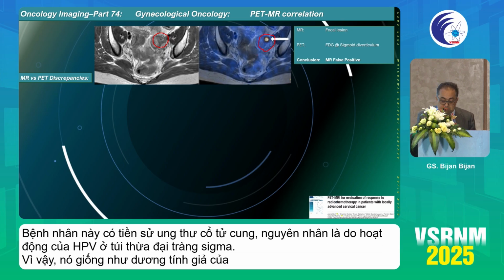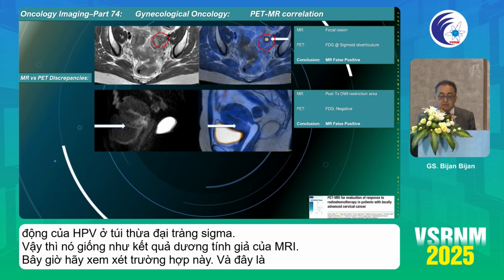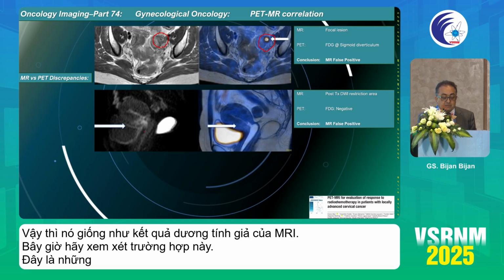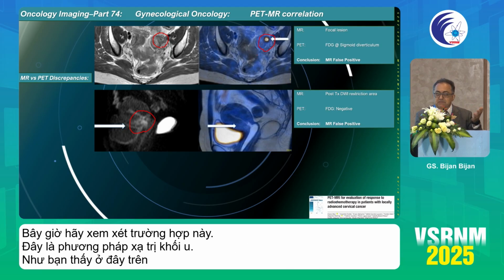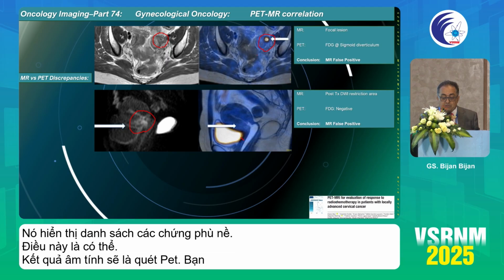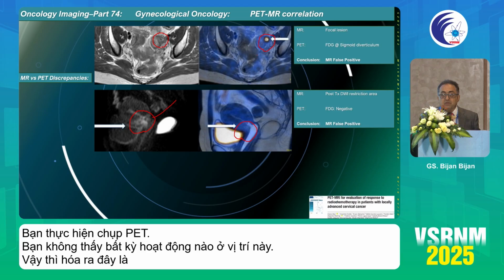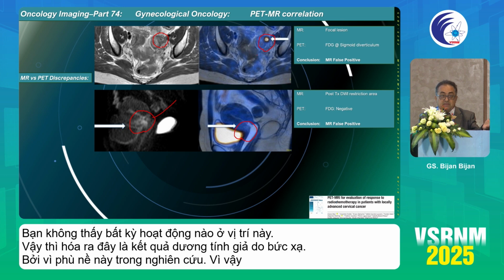Now, take a look at this case. This is a post-therapy case, post-radiation therapy of a tumor. As you see here on the MR, it shows a little edema. Is this positive or negative? You do a PET scan, and you don't see any activity in this location. So it turns out that it was a false positive because of the radiation, because of the edema in the cervix. So in this case, PET is the winner.